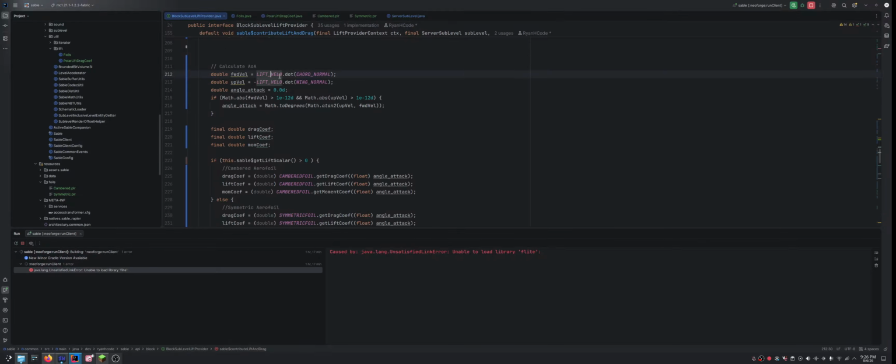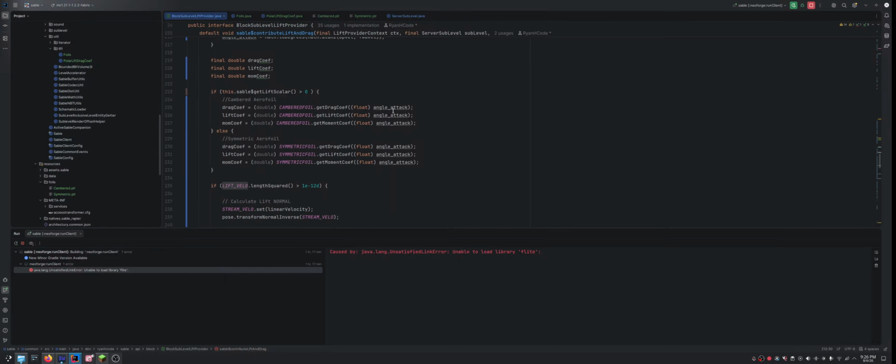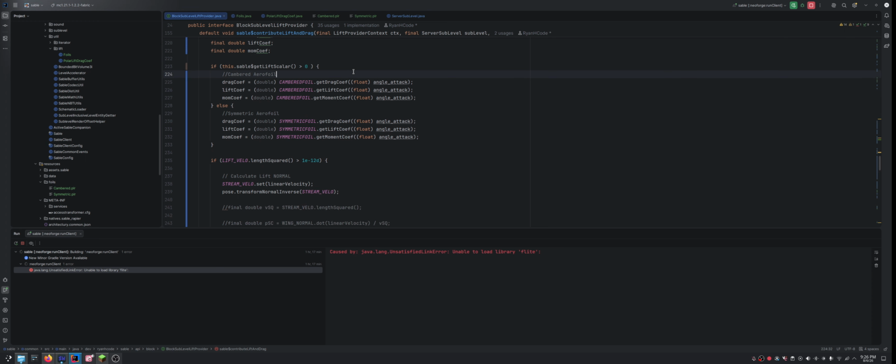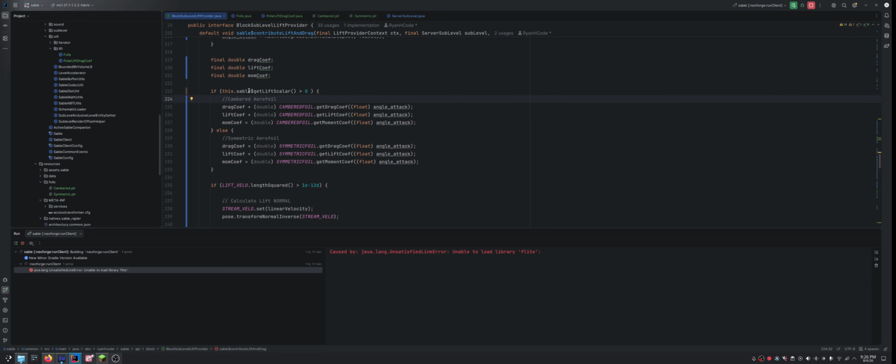Basic math. After we have the vertical and upwards components, we use atan2 and convert from radians to degrees to get an angle in degrees from those two vectors. Right now, if the lift scalar is greater than 0, it is a cambered aerofoil. If it is not, it's a symmetrical aerofoil. Not the best way to do it, but it's just integrating with their code.